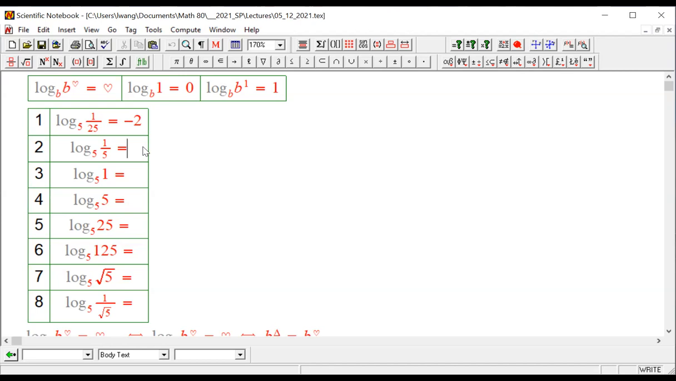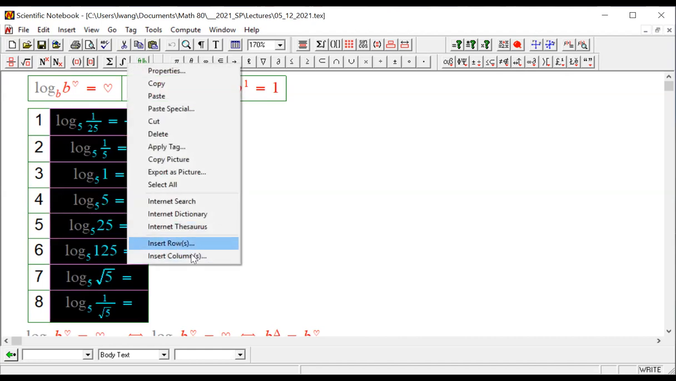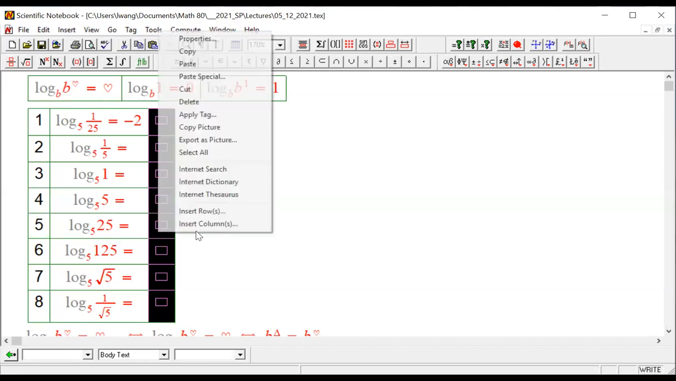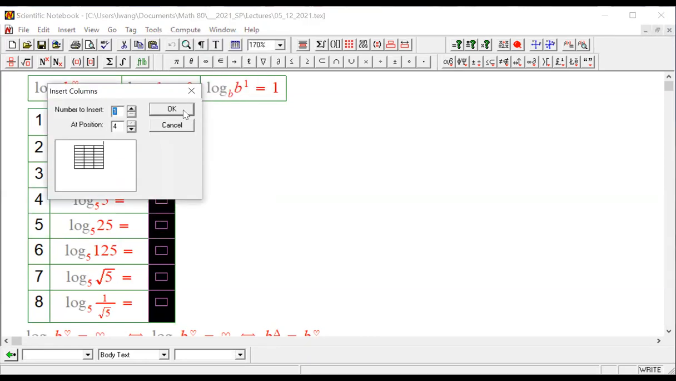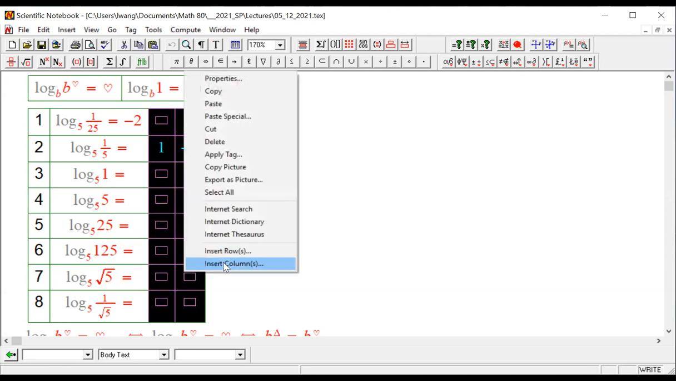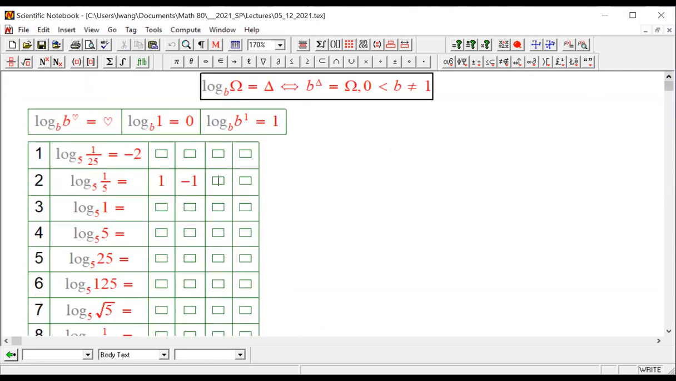If I'm the teacher, I look at the answers. One student gave me the answer 1, and one student gave me the answer negative 1. So how do I check? How do I check? I will go by definition.